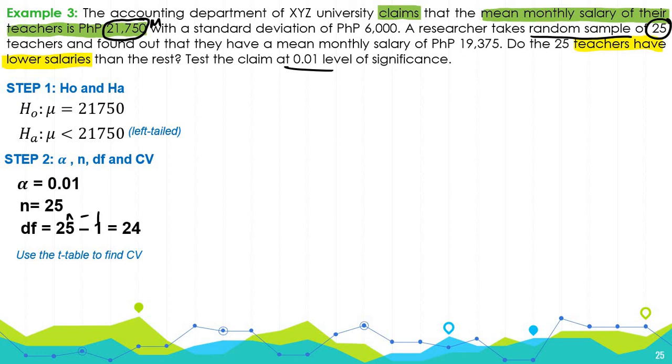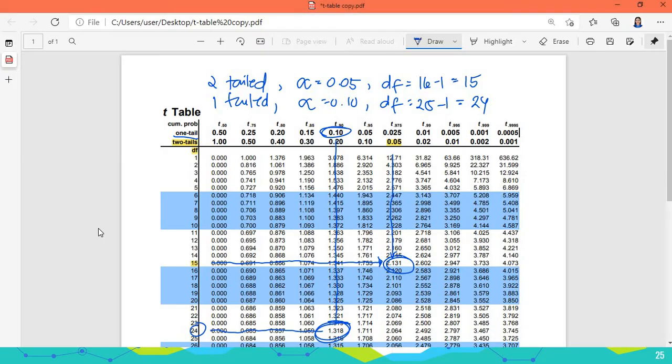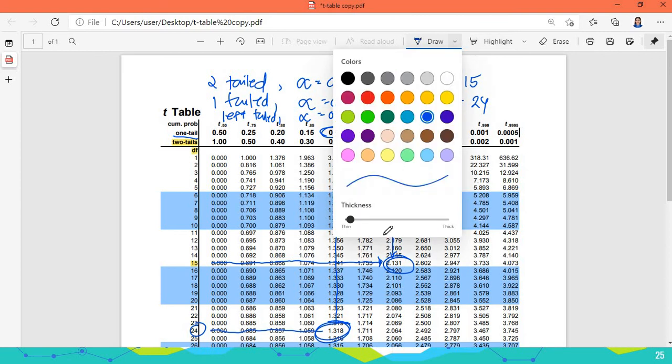Then we go back to the T table to identify the critical value. So remember, it's left-tailed, alpha is 0.01, and DF is 24. So this time, it is left-tailed, or one-tailed. Alpha is 0.01. DF is 24. So we are going to use this information to identify the critical values. Let me just change the color so that we won't be confused with the other annotations. Let's use red this time.